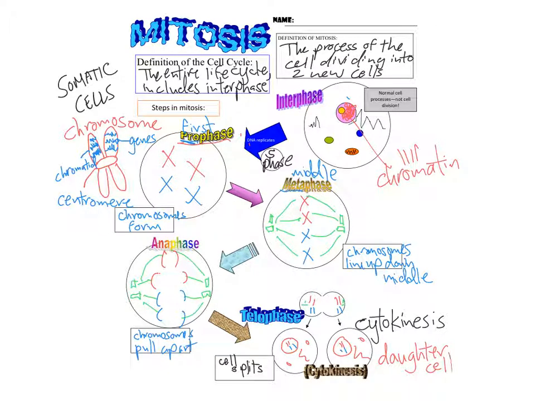No, there's no such thing as son cells. Sorry, guys. And those daughter cells now have a normal amount of DNA. So it's the same amount of DNA that the original cell had. And that is mitosis.